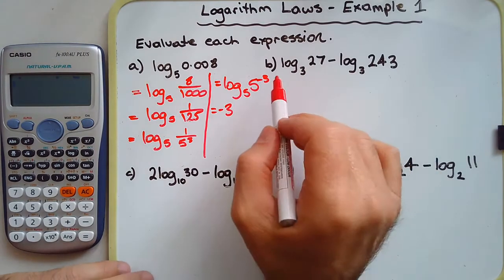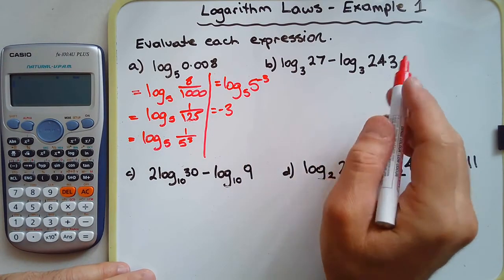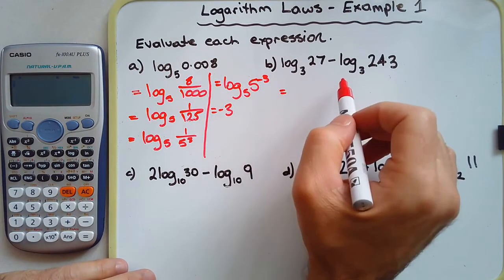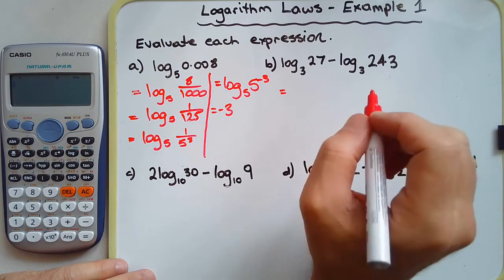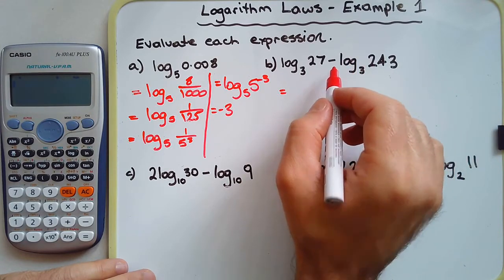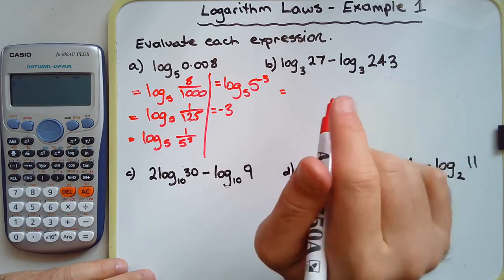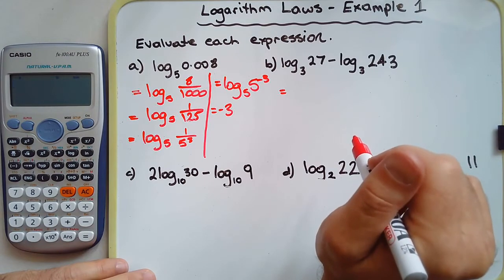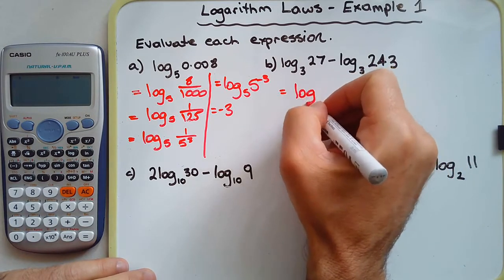Now look at part B, log base 3 of 27 minus log base 3 of 243. We could use log law number 2, because it's a subtraction. I was thinking of log law 3, which we're going to have to use later. So just have a think about which logarithm laws you're going to apply. It's always good to have a think about this. So let's use log law number 2.